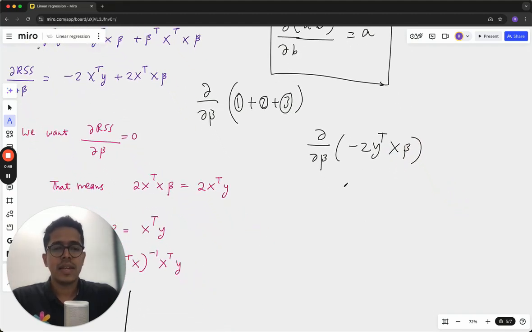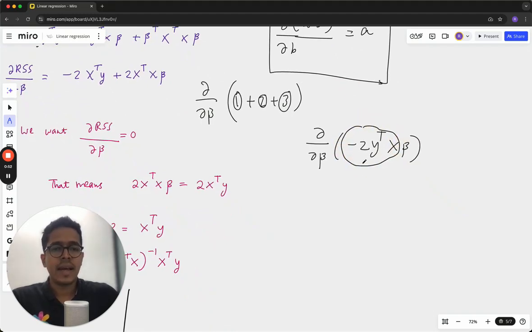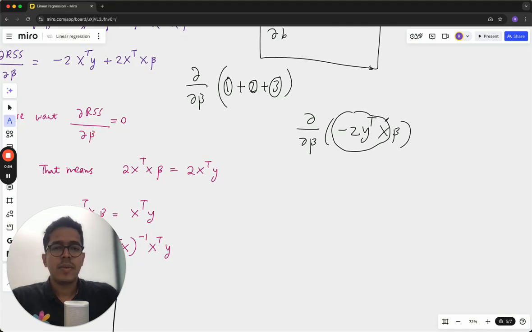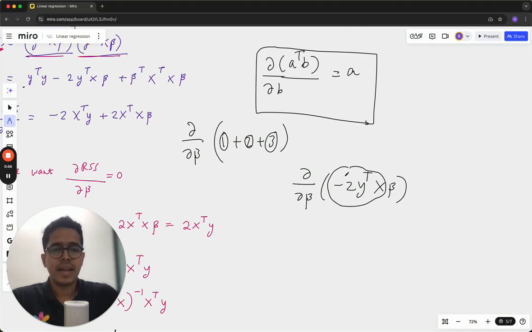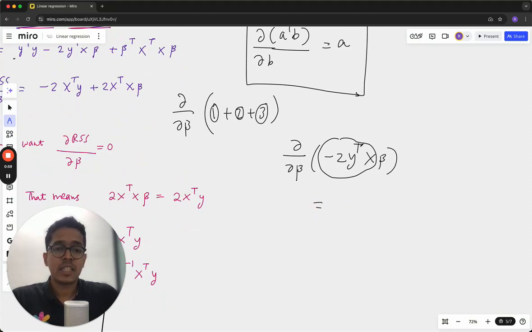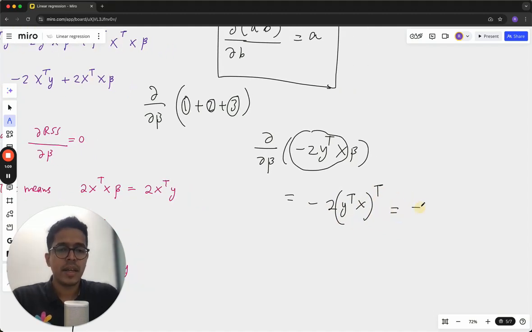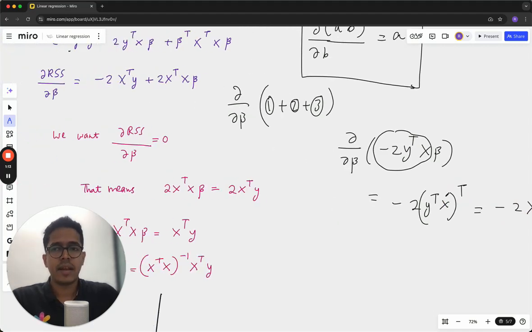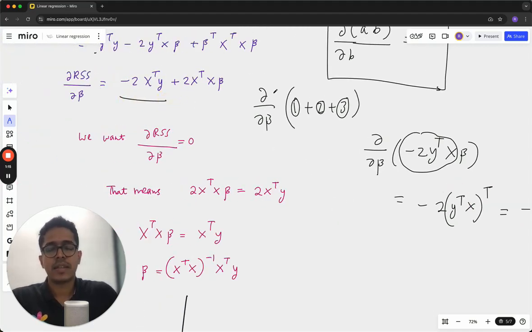So this whole term we call as the A, which means dou by dou beta of this entire expression is equal to the transpose of whatever I have put in this circle here. So it will be minus 2y transpose x, whole transpose. 2 I am putting outside, equal to minus 2 x transpose y. So that is what you see here, minus 2 x transpose y.